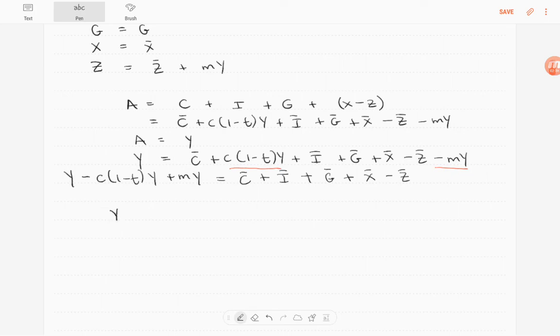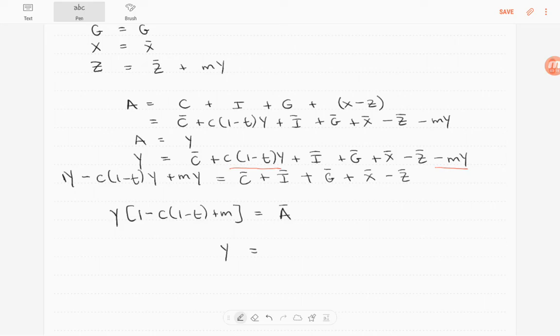On the left hand side, we factor out Y. So this is Y times (1 minus C times (1 minus T) plus M). And if you look on the right hand side, it's autonomous consumption spending plus autonomous investment plus autonomous government spending plus autonomous exports minus autonomous imports, which means on the right hand side we are left with autonomous spending.